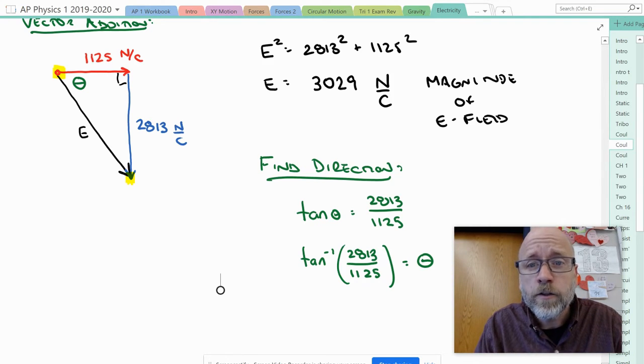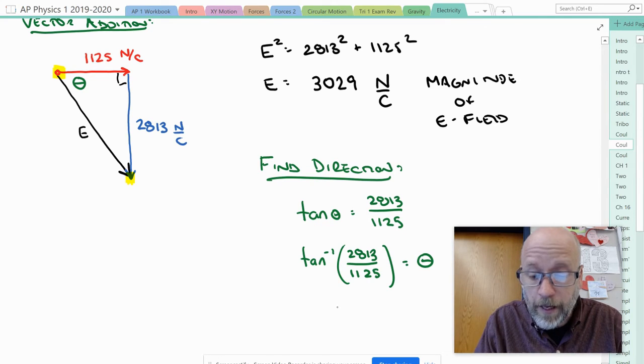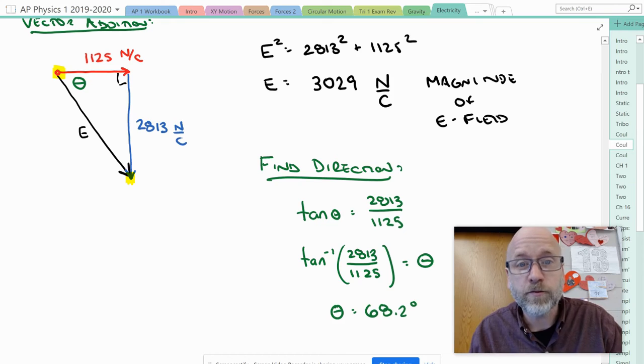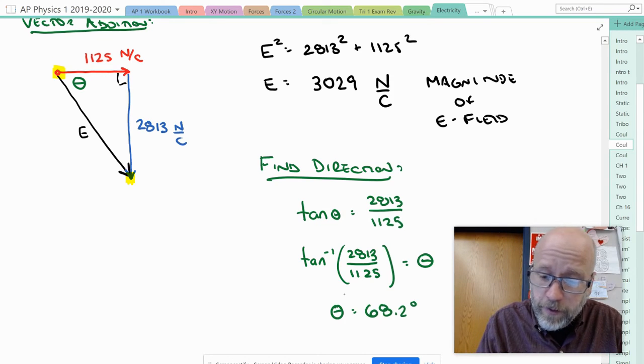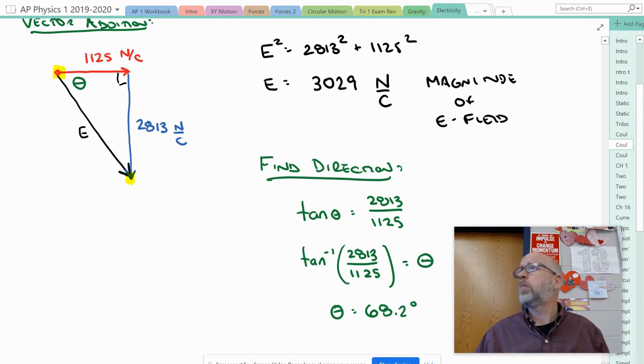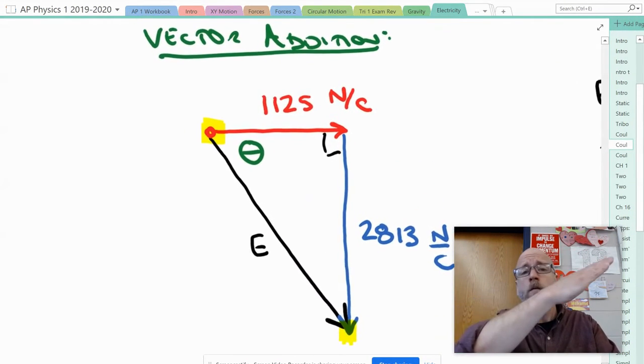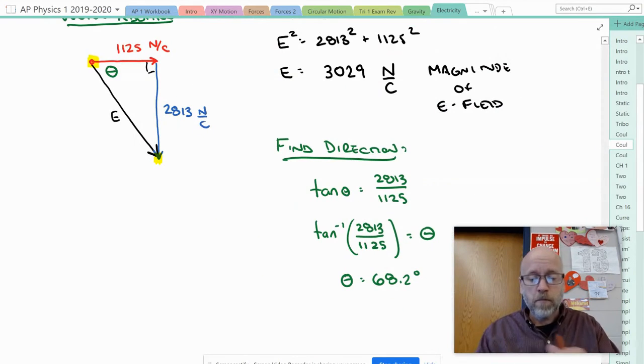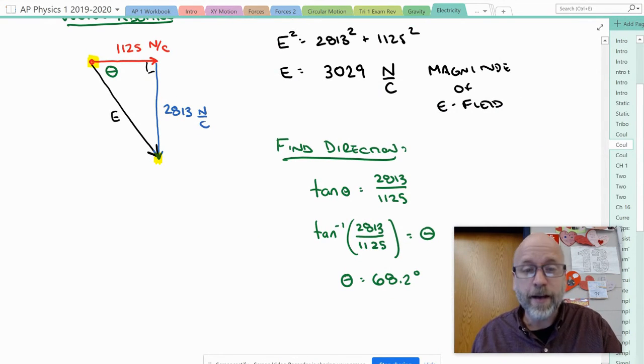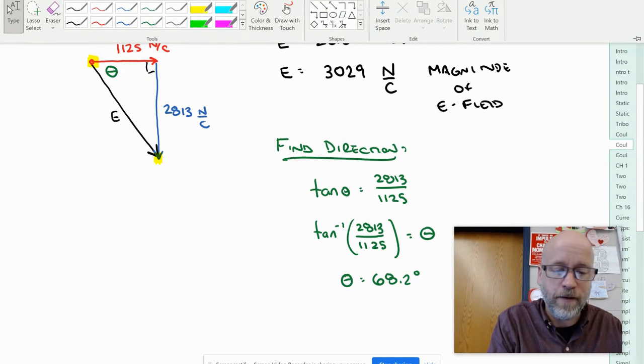Did you get 42.8? Oh, good. I'm glad, because that's wrong. Did you get 68.2? Yeah, that's right. Good. Now, 68.2 degrees. Which way is 68.2 degrees? It's about there, right? Is that what my arrow looks like? Nope. Oh, shoot. My 68.2 is my reference angle. I can't leave that as my final answer.